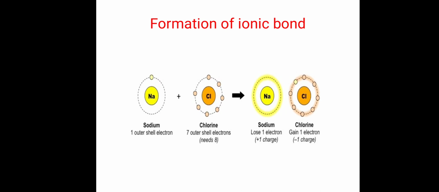In the case of chlorine, the atomic number is 17. The electronic configuration is 1s2, 2s2, 2p6, 3s2, 3p5. There are 7 electrons in the outermost shell. So sodium is ready to give one electron to attain its noble gas configuration. Chlorine receives that electron and attains the noble gas configuration to produce an ionic bond. Here the simplest representation is given.